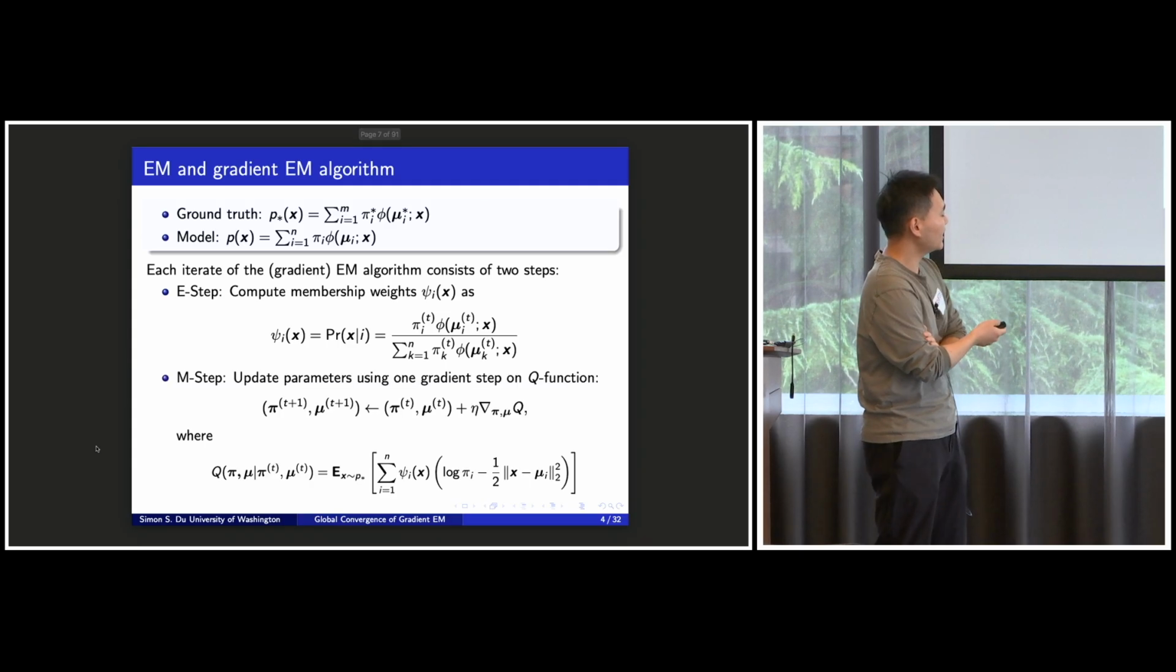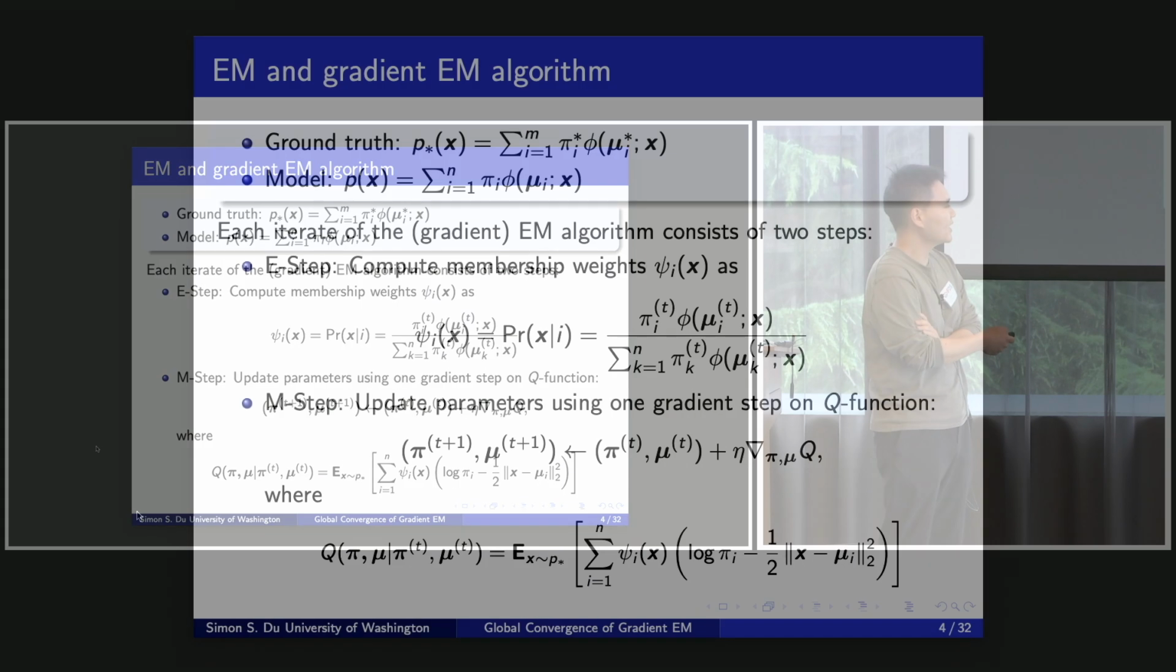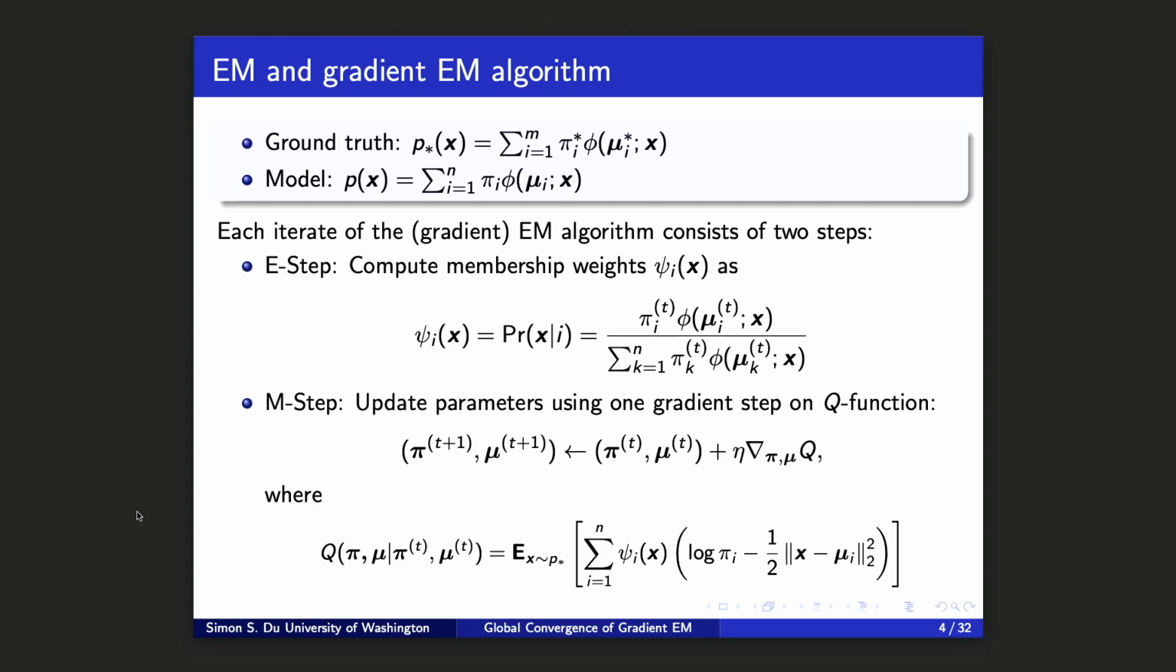And then given these assigned weights, we update both pi and mu through this Q function. Basically, we fix this membership function, and then we maximize the likelihood over both pi and mu. Here, you can directly solve this optimization problem, or you can just run one step of gradient to update your pi and mu. So that's the gradient variant of the EM algorithm.